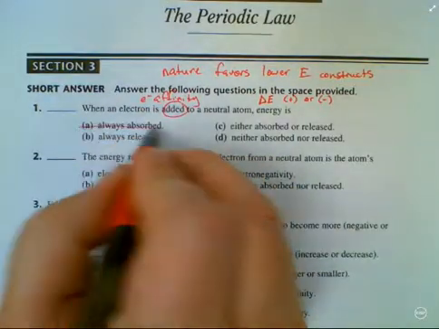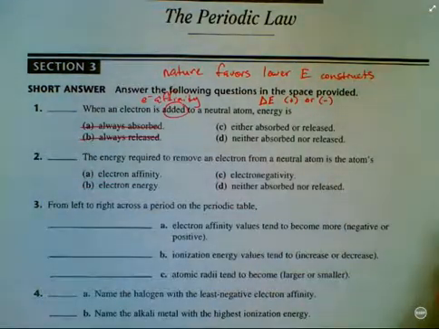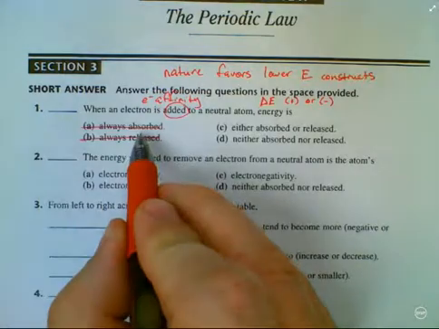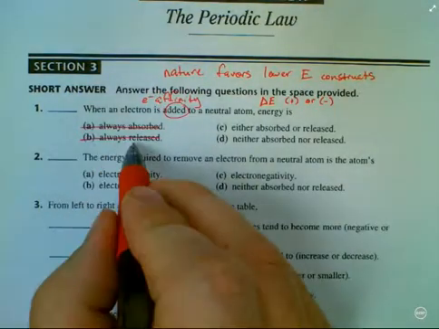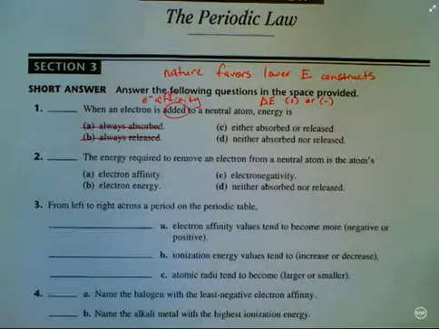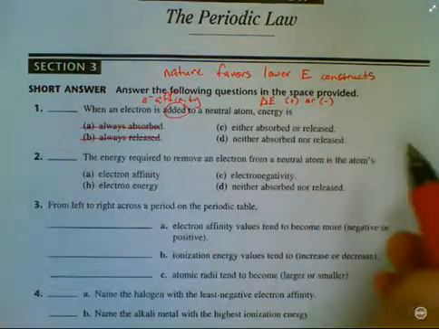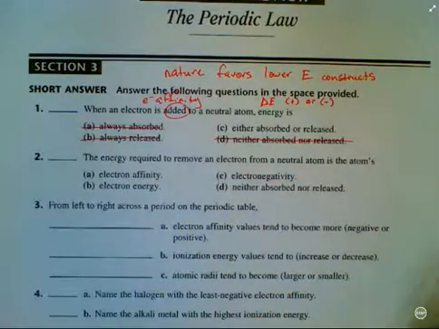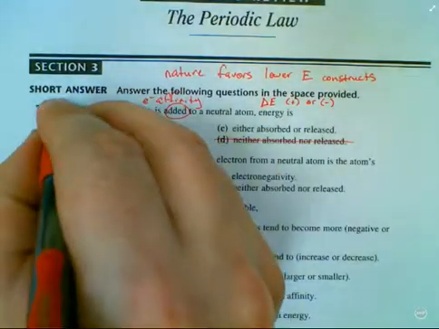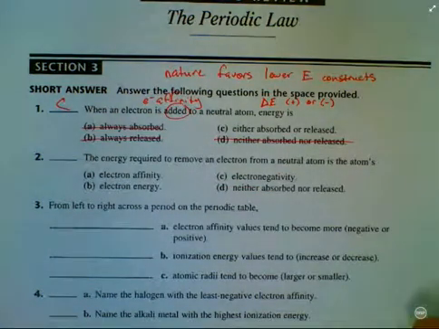So we can cut out both of the options that say always, because always absorbed means there's no possibility of releasing energy. Always released means there's no possibility of absorbing energy. And we need to have both of those options. We know that's not neither because we need to have both options. So we're going to go with C, either absorbed or released.